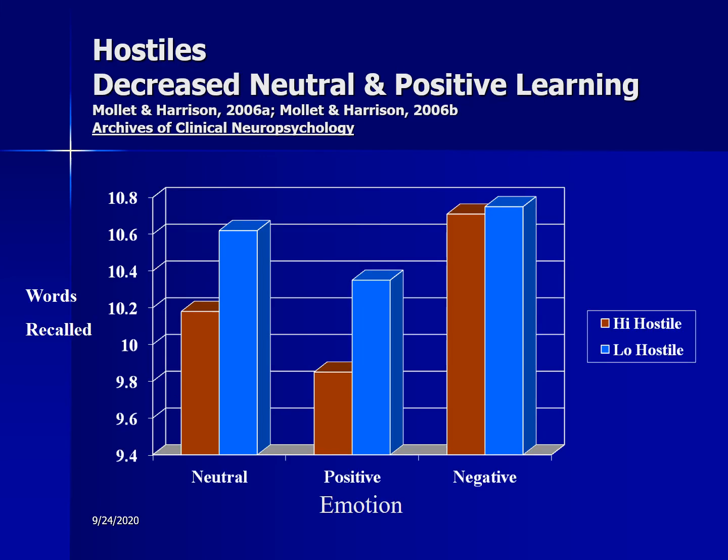Let's see what hostile violent prone folks are able to learn. When we look at neutral words, hostile violent prone folks have a learning disability. They're significantly impaired. When we look at positive words, hostile violent prone folks have a learning disability. They are impaired in recalling positive words. But when we look at negative word list learning, no deficits whatsoever.